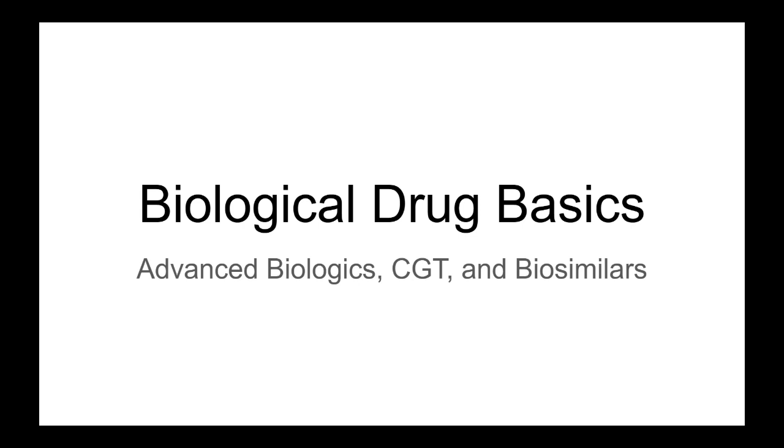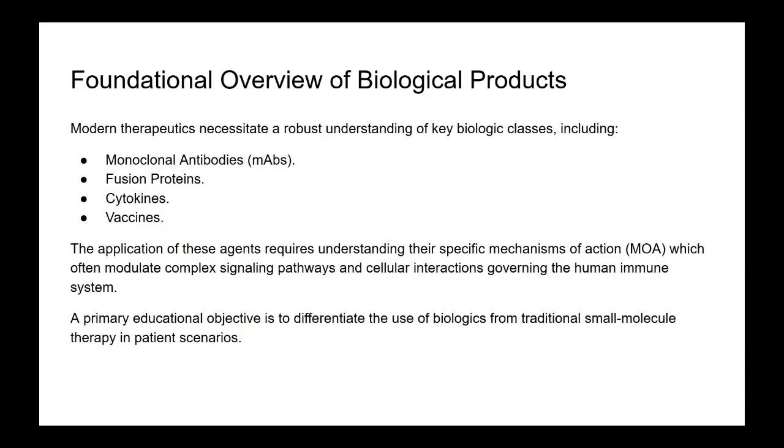This module section offers a fundamental overview necessary for understanding the clinical use and therapeutic framework of modern biological products. The use of key biologic types, including monoclonal antibodies (mAbs), fusion proteins, cytokines, and vaccines, requires a solid grasp of their specific mechanisms of action, which often influence complex signaling pathways and cellular interactions that control the human immune system. A main educational goal is to distinguish the use of biologics from traditional small molecule therapy in patient cases.